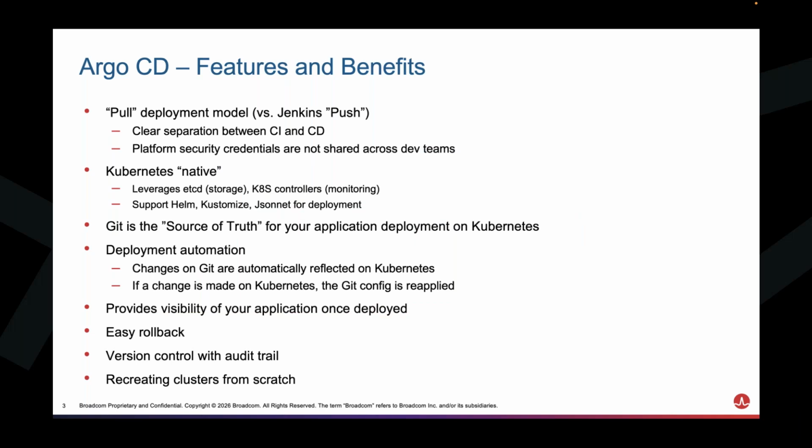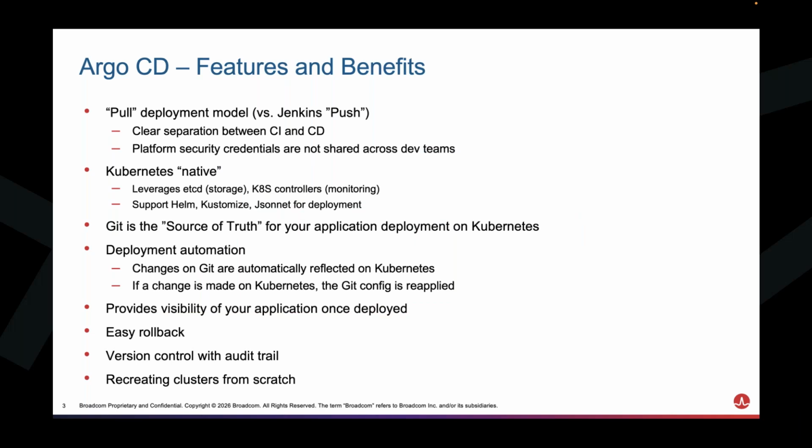ArgoCD is Kubernetes native. It's basically deployed as a Kubernetes application on Kubernetes, so it leverages etcd for storage and Kubernetes controllers for monitoring. As I've said, ArgoCD observes the Git repository, compares that with the actual platform configuration, and if there is a difference, it will update the platform. So it leverages the Kubernetes controllers, and it's built to support Helm charts, Kustomize, and Jsonnet for deployment.